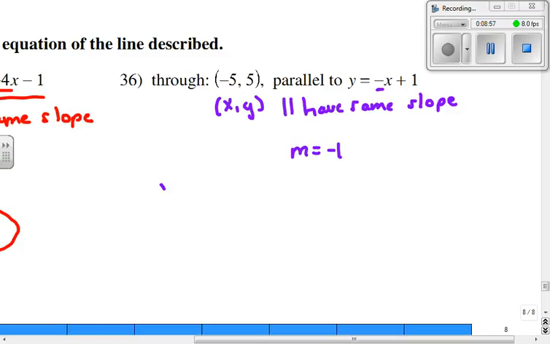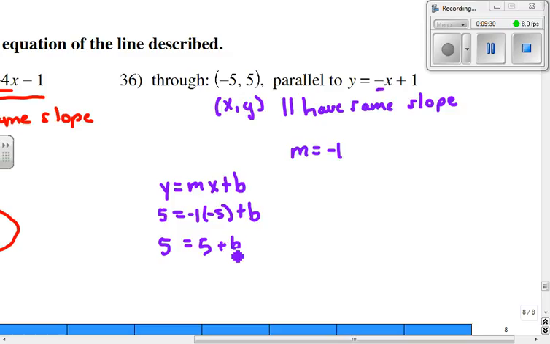We also know that our line goes through the point negative 5, 5. So that means we can say y equals mx plus b. Well, y is 5, m is negative 1, x is negative 5, up here, plus b. We don't know what b is yet. Okay, 5 is equal to negative 1 times negative 5 is positive 5 plus b. Well, I subtract 5 from each side, and I get b is equal to 0.